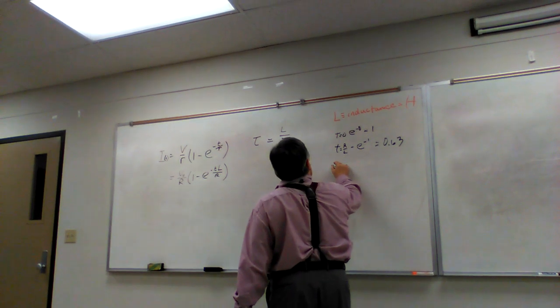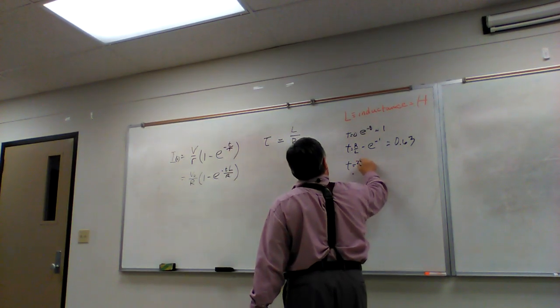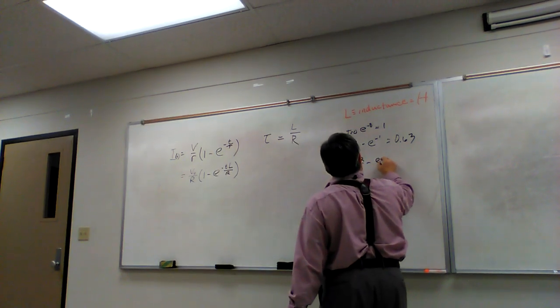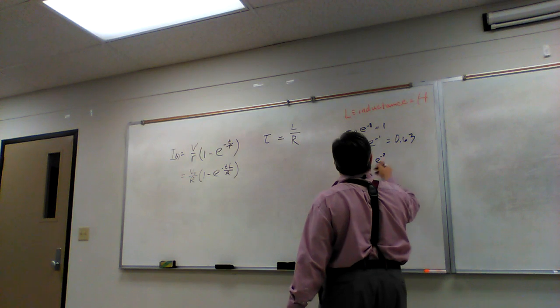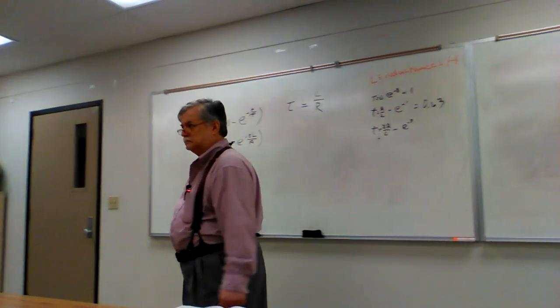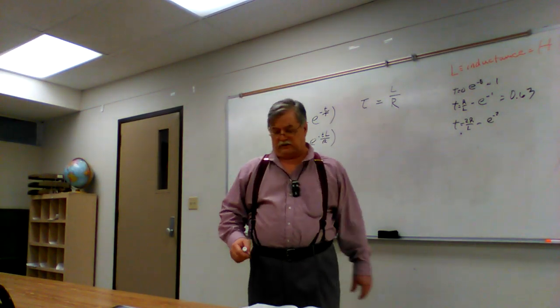When tau is 2, t equals 2 L over R, it becomes e to the minus 2, which is, somebody else has to do the math. But you see how it increases in time constants.